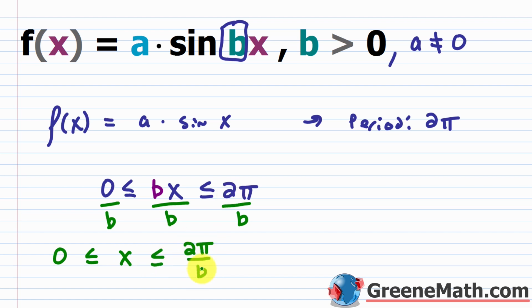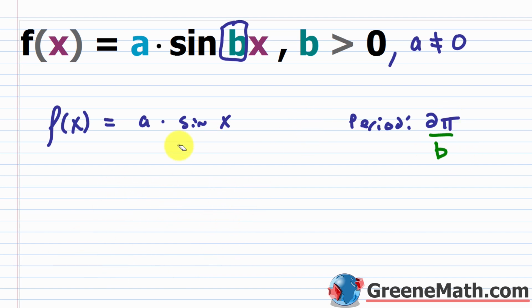Okay, so we don't have any horizontal or vertical shifts going on. Your starting point for the cycle would still be 0 for the x value. And now your ending point for the cycle would be 2 pi over b. Okay, so we'll update the period and just put 2 pi over b. Okay, like that. And this is what you want to use as a general formula. Okay, let me get rid of this. And I want to talk about some other things.